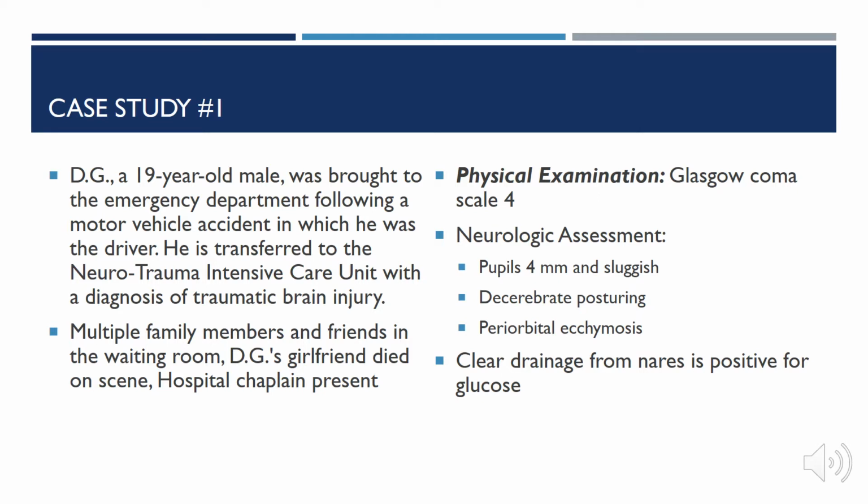DG is a 19-year-old male who was brought to the emergency department following a motor vehicle accident in which he was the driver. He was transferred to the neurotrauma intensive care unit with the diagnosis of traumatic brain injury. Multiple family members and friends in the waiting room, and his girlfriend died on scene. The chaplain is also present. So for physical examination, his Glasgow Coma Scale is 4. His pupils are 4 and sluggish. He has decerebrate posturing and periorbital ecchymosis. There is clear drainage from his nares positive for glucose. Pretty intense.